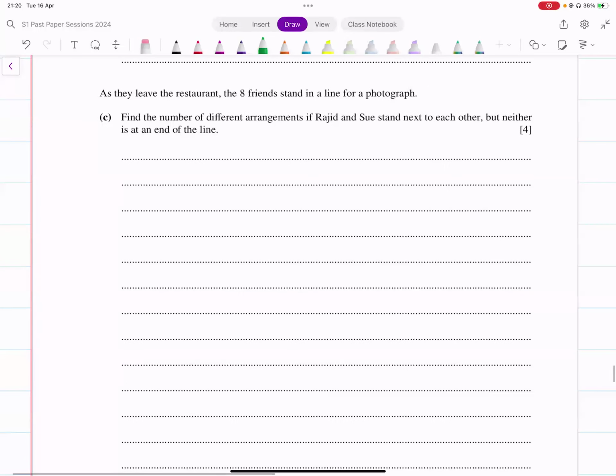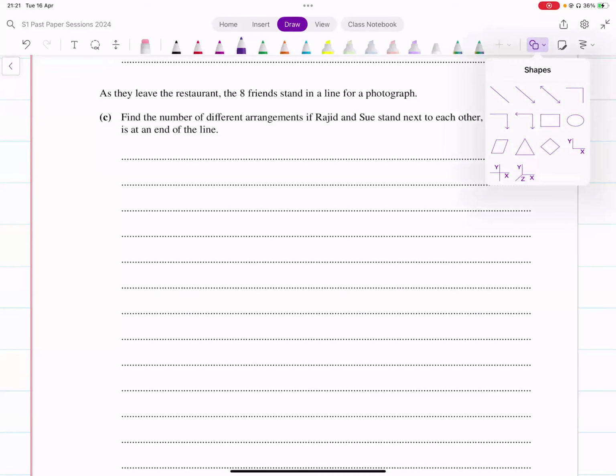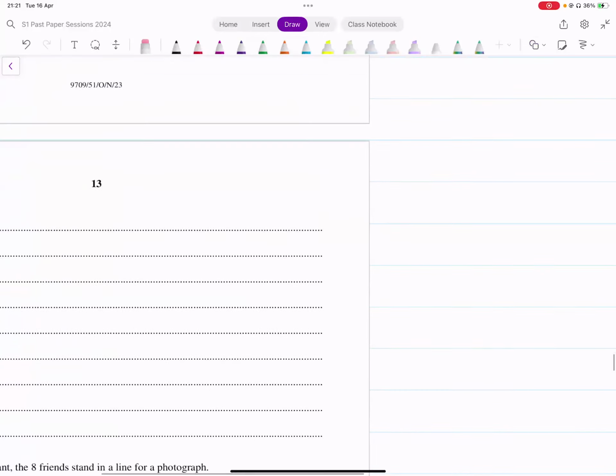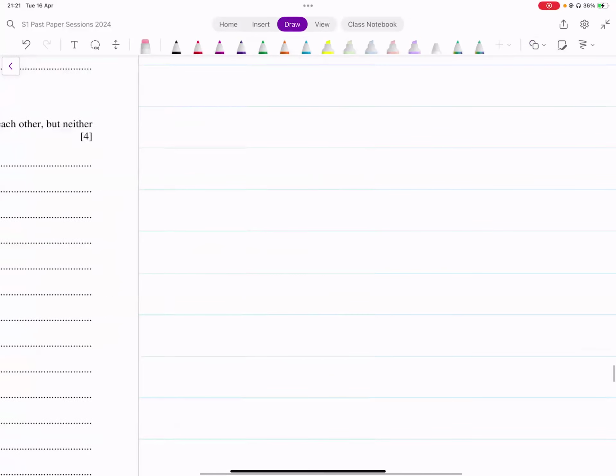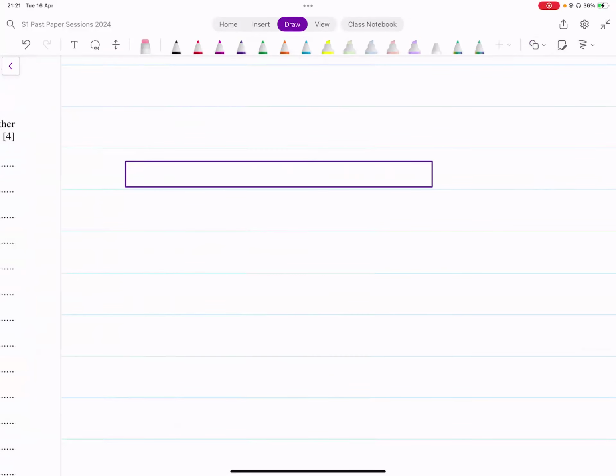Now it says, as they leave the restaurant, the 8 friends stand in a line for a photograph. Find the number of different arrangements if Rajit and Sue stand next to each other, but neither is at the end of the line. Okay. Now, how do we think about this? There are 8 friends in total. They stand in a line. So we could represent them using these boxes if we want.